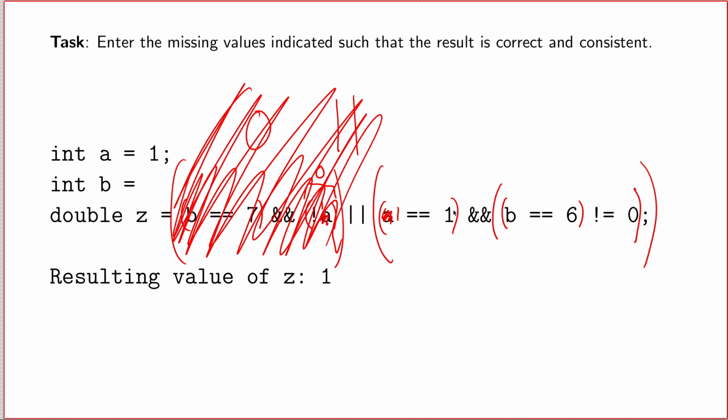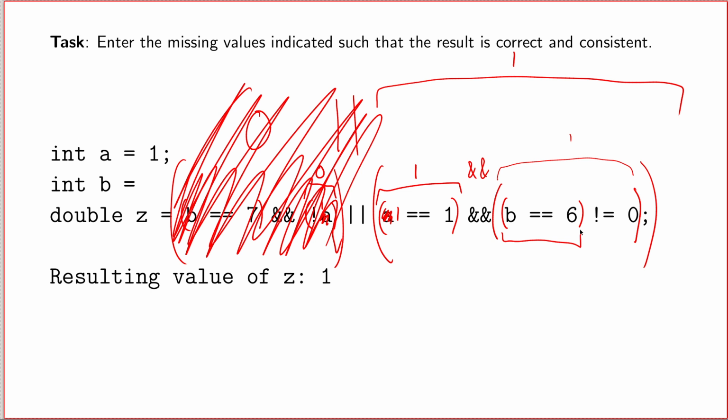Okay, so 1 equals 1. Okay, that's true. So I've got 1 and something. And I know that for this and to give me a true result, because I need this entire expression to come out with a 1, this has to evaluate to true. So I compare b to the value 6, and then I say, is the result equal to or not equal to 0? And I want to get a 1 out of this expression. I want the result of this to be not equal to 0. In other words, I don't want it to be false, or I do want it to be true. I want it to be true that b is equal to 6. So it sounds a lot to me like the value of b is supposed to be 6.